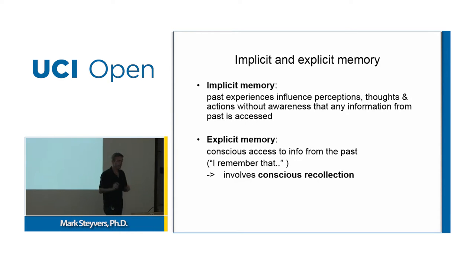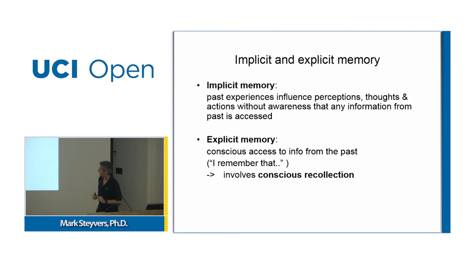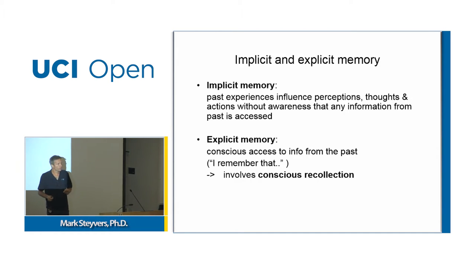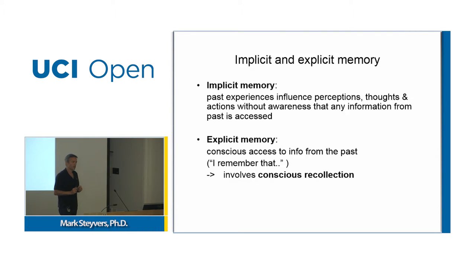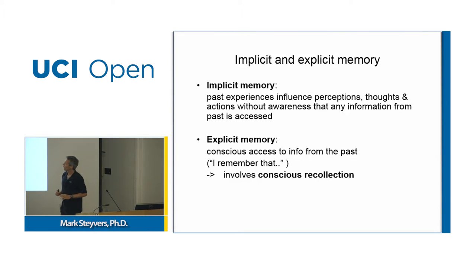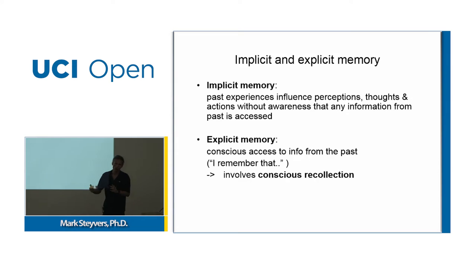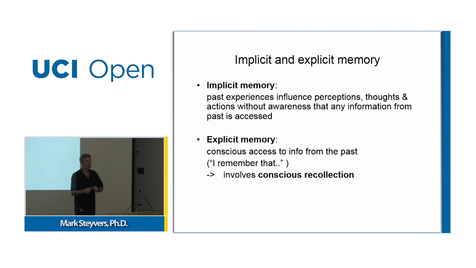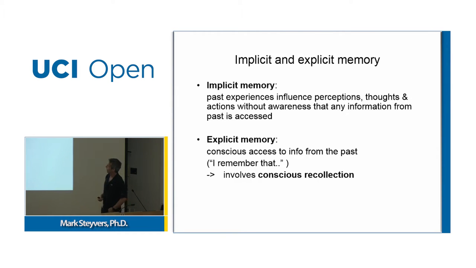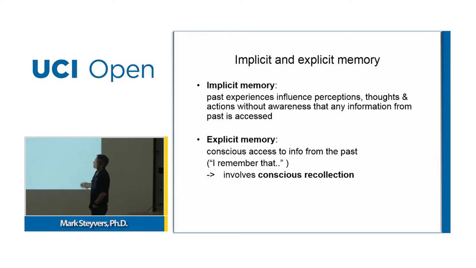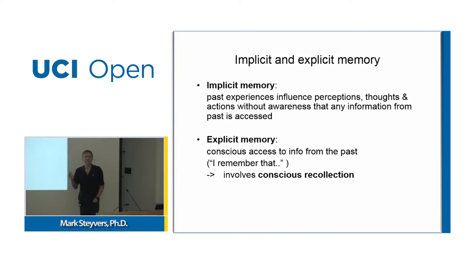All right, this is one of the most important distinctions during this lecture, between implicit memory and explicit memory. Implicit memory is where your past experiences influence you, but you might not be aware of it. You have some memories in your long-term memory. They affect you. You don't know that you have them, but they do influence you. Explicit memory, or declarative memory, is where you can say, I remember that, I did this. Those involve, almost by definition, some conscious access to information from the past.